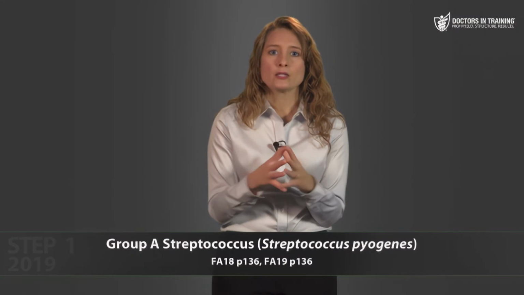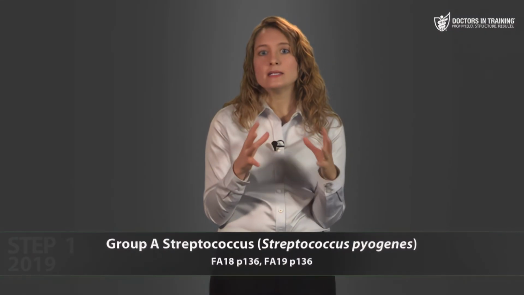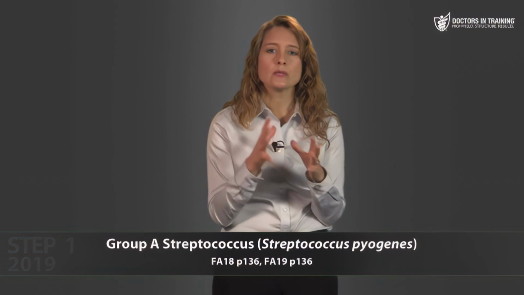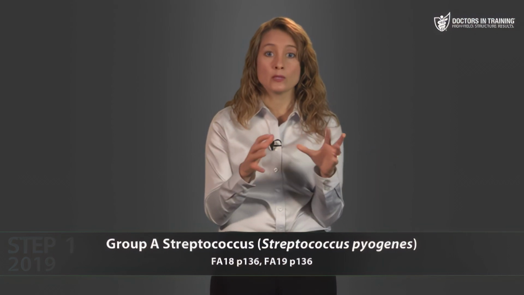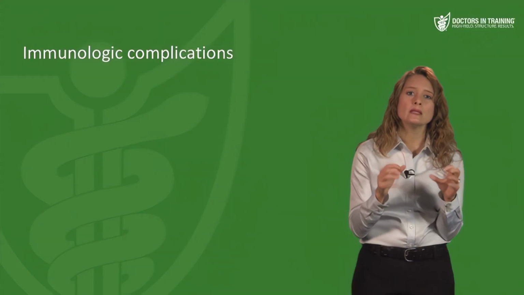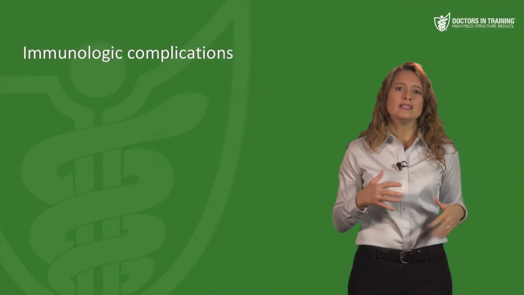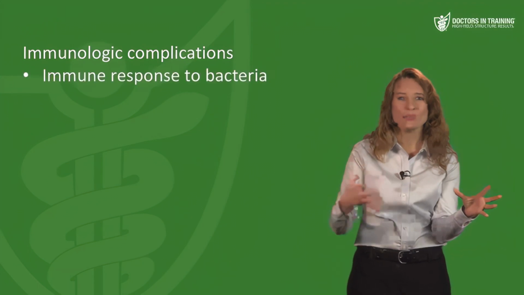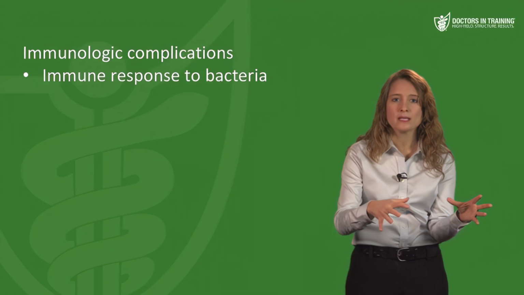Let's finish our Group A strep discussion by talking about its immunological complications. You're going to see this information again in the course, but this is one of those topics that you may want to review a couple of times. Remember that in the immunological complications, tissue destruction is not due to the bacteria itself, but rather due to the body's immune response to the bacteria.